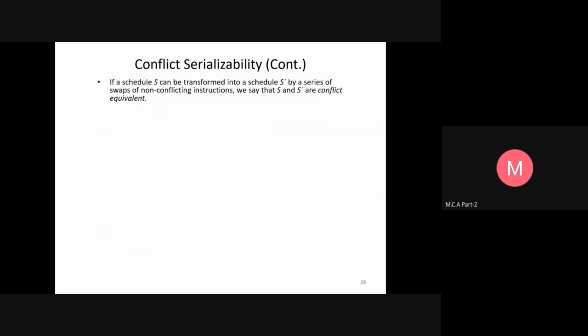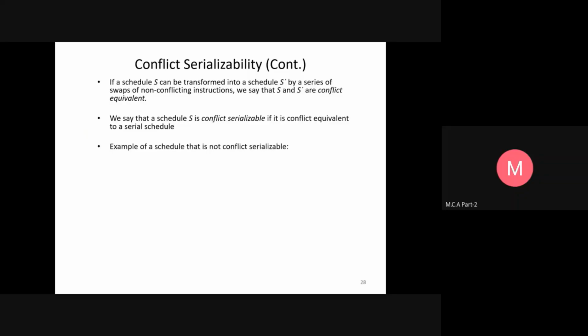This is the next statement we make. If a schedule S can be transformed into a schedule S dash by a series of swaps of non-conflicting instructions, we say that S and S dash are conflict equivalent, right? So in the previous case, we have a conflict equivalent serial schedule. So we say that a schedule S is conflict serializable if it is conflict equivalent to a serial schedule. So that's what we created, a serial schedule, which we call schedule 6.